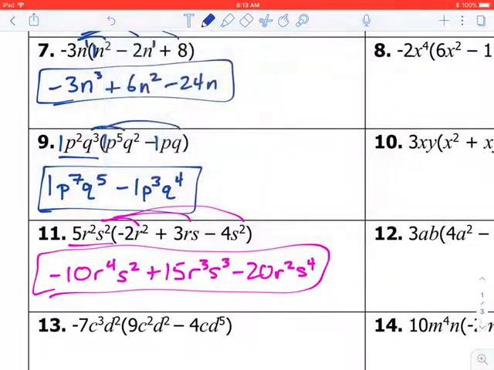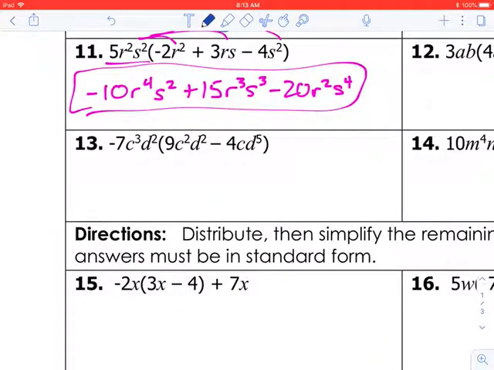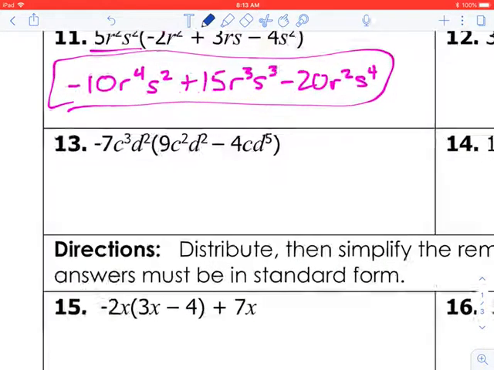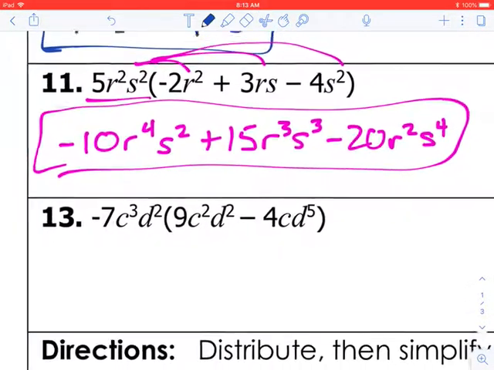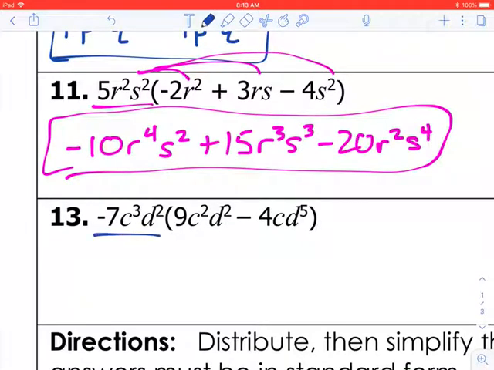Okay. And so I'm going to do this one last one, and then we'll look at some where we have to combine like terms after multiplying. So negative 7 times 9 is negative 63. And then we have c to the 3 plus 2 is 5. And then d to the 2 plus 2 is 4.